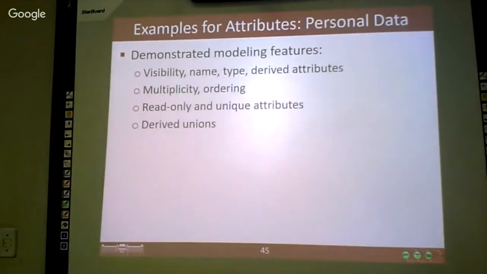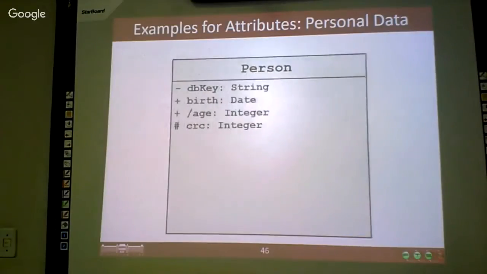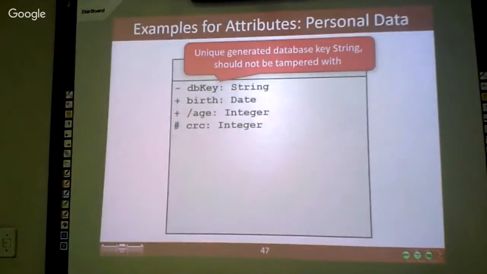So what we will see is the visibility, name, type, and how we can define derived attributes. We will see some examples for multiplicity, ordering, read-only and unique attributes, and derived unions. So let's go back to our simple class person, but it now has some more attributes. At the top, you can see a unique generated database key that shouldn't be tampered with. So this will be private.